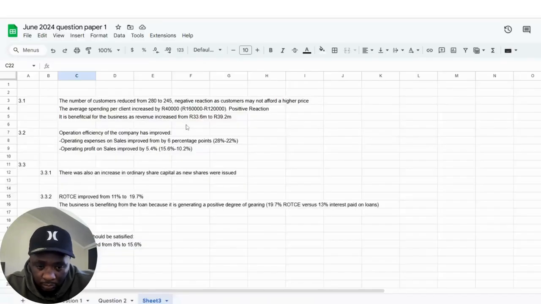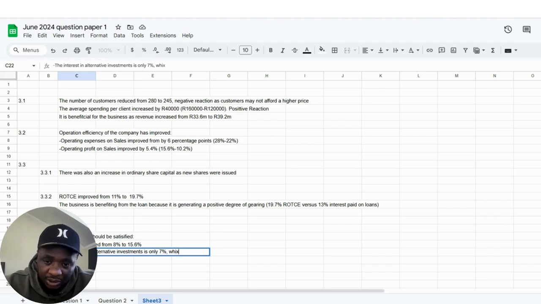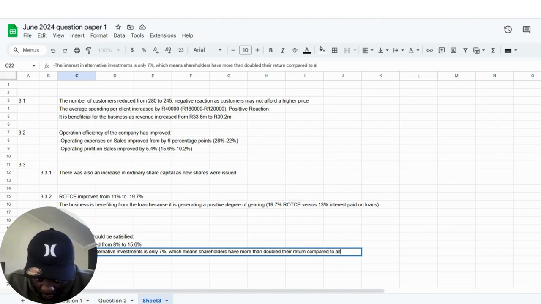Okay, the interest in alternative investments is only 7%, which means shareholders have more than doubled their return compared to alternative investments. Okay, I think I made this point too long, but it is fine.